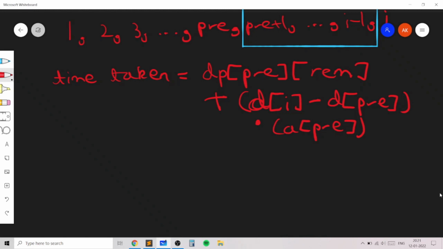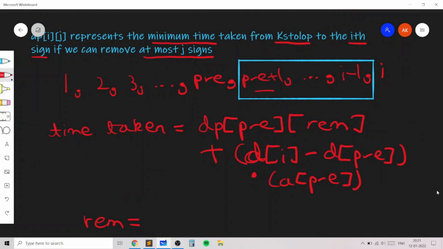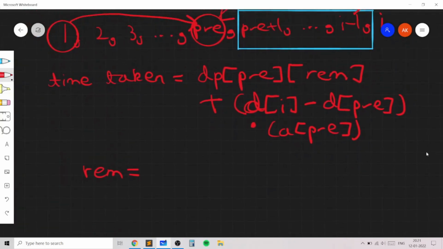So actually I've made a mistake. The quantity rem is given by the number of remaining signs, because we know that we delete all the signs in this range, and that's why we use up some number of remaining signs which you can delete, and that's why dp pre of rem will give us the minimum time taken from 1 to go to pre with remaining number of removals, plus the time taken to go from pre to I, which is given by this quantity, will give us the time taken to go from 1 to I. So basically we are going from 1 to pre and then from pre to I, and that quantity from 1 to pre is given by dp pre rem, and we are trying to figure out what is the remaining quantity.